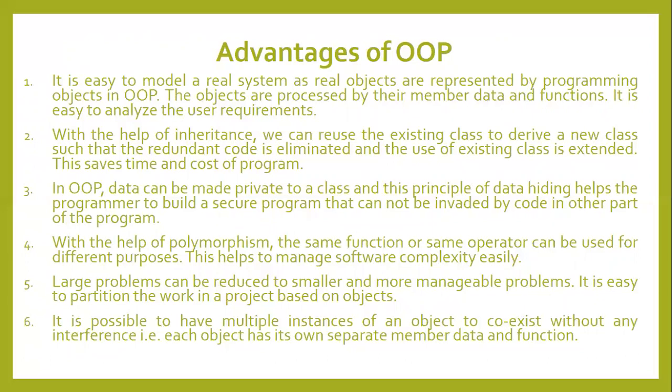In OOP, which stands for object-oriented programming, data can be made private to a class, and this principle of data hiding helps the programmer to build a secure program that cannot be invaded by code in other parts of the program. With the help of polymorphism, the same function or same operator can be used for different purposes. This helps to manage software complexity easily.